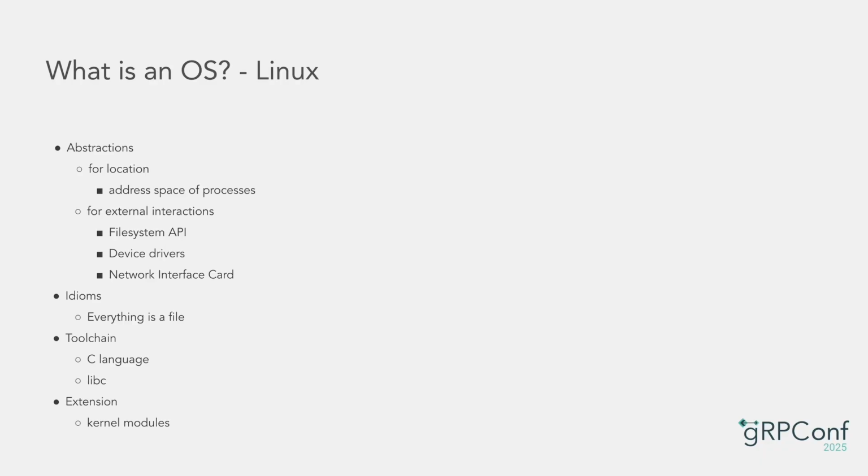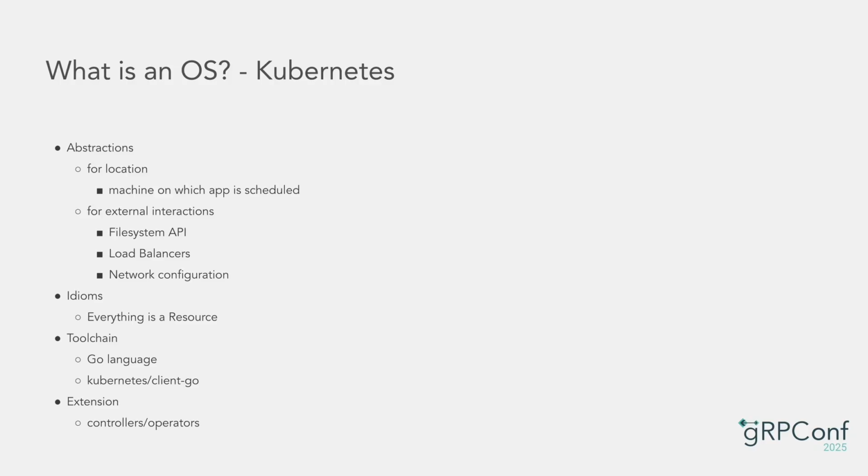And finally, the toolchain that enables you to make use of all of this. Linux anchors on the C language and wraps up the raw interrupt-driven syscalls with libc. You can program directly against the assembly API for Linux like Go does, but it's a whole lot easier to just depend on libc like most of us do without even realizing it. And the picture is strikingly similar for Kubernetes. Now, with multiple machines, the location we want to abstract away is which machine our application ends up on.